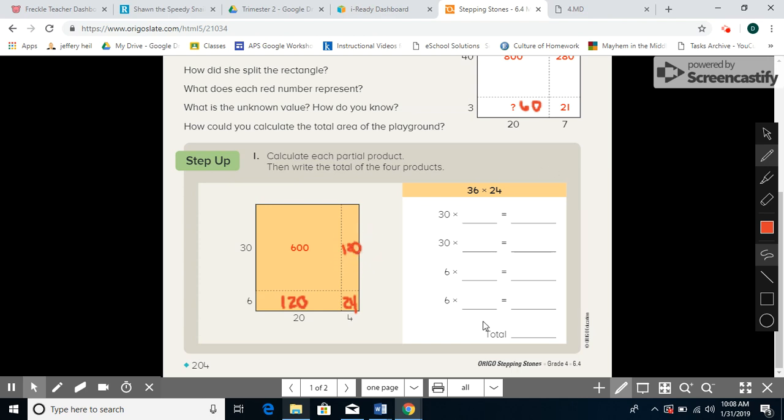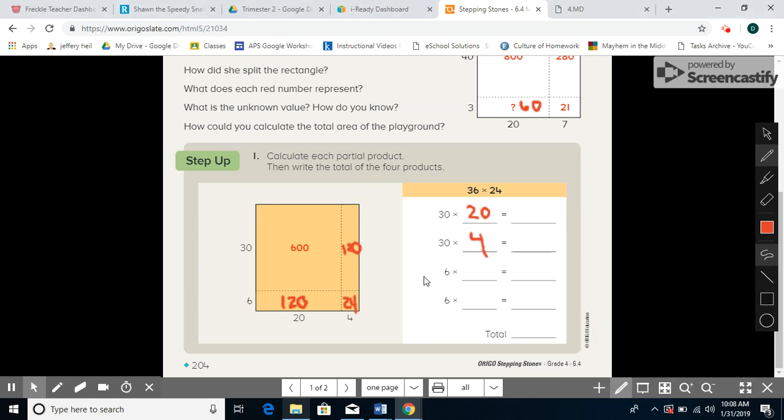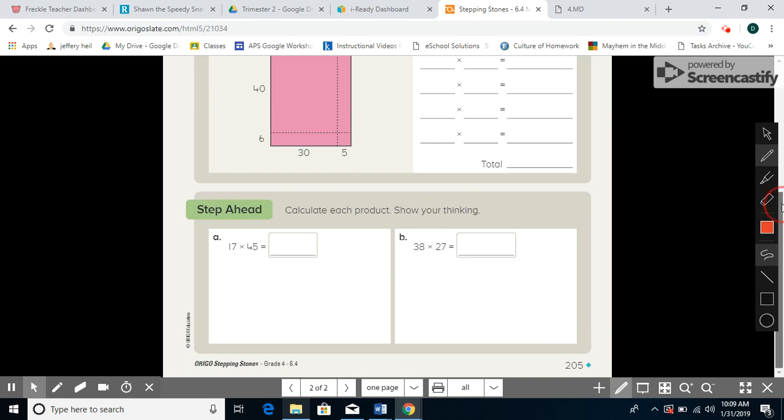And just like we've been doing, we'll separate them out over here. So we have 30 times 20 and 30 times 4 and 6 times 20 and 6 times 4. So 30 times 20 is 600. 30 times 4 is 120. 6 times 20 is 120. And 6 times 4 is 24. And then we're going to add all of these together to get 864. Let's go to the second page.